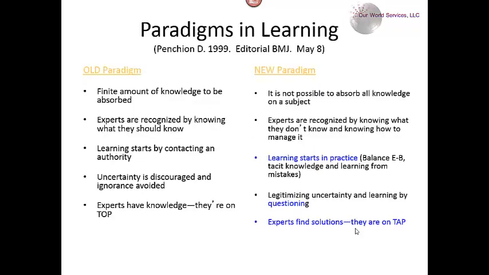So the old paradigm in learning was that there was a finite amount of knowledge to be absorbed. The experts are recognized by knowing what they should know. The learning starts by contacting an authority. Uncertainty is discouraged and ignorance is avoided. Experts have all the knowledge, they're on the top. And I showed this to you in an earlier diagram.